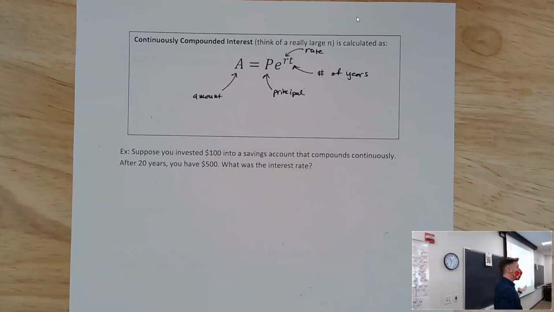On the other hand, if someone says we're compounding 12 times per year or whatever, then we have n equal to 12.